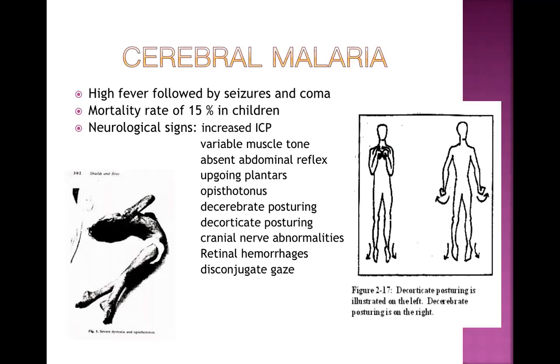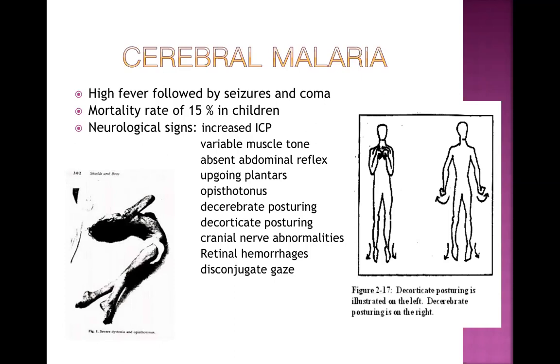Along with them, the neurological signs in cerebral malaria include raised ICP, a very important one because the brain is affected. There will be cerebral edema, so raised intracranial pressure is quite common. There is variable muscle tone; usually the muscle tone may be hypertonia. There will be absent abdominal reflex. This is a feature of upper motor neuron lesion, which is happening in case of cerebral malaria.